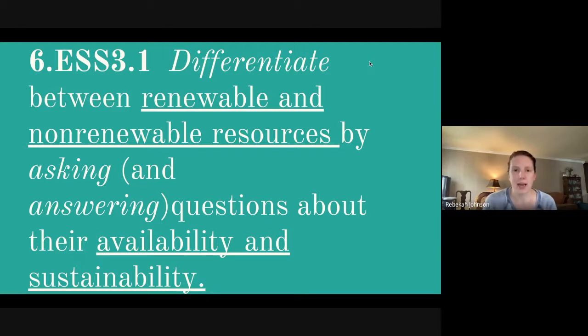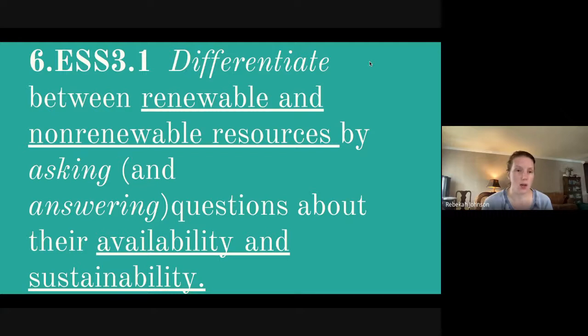We are going to have to figure out what renewable and non-renewable mean. This is part of our goal for today. And we've got to figure out availability and sustainability. Most of these are pretty familiar words. You've heard the word renew, I'm sure. For example, I need to renew my HBO Max subscription.